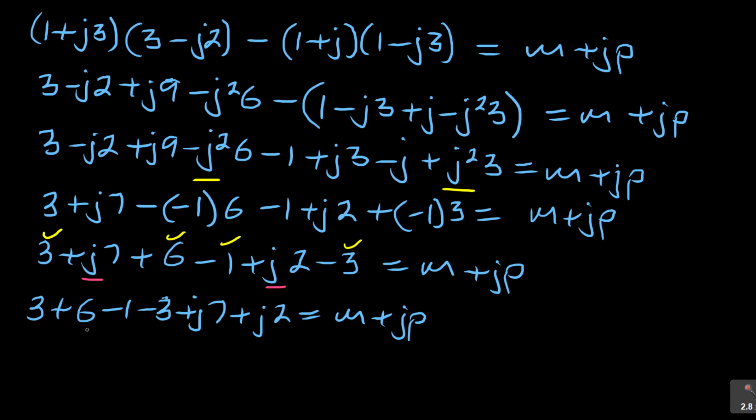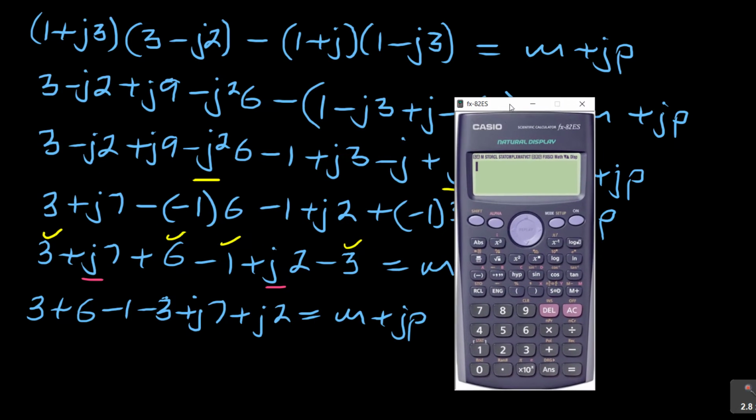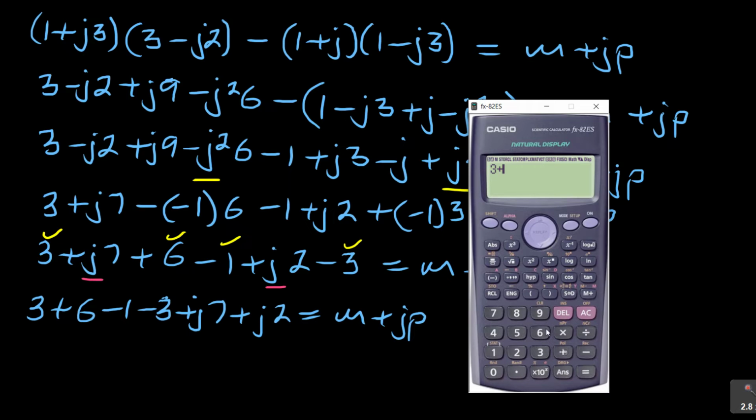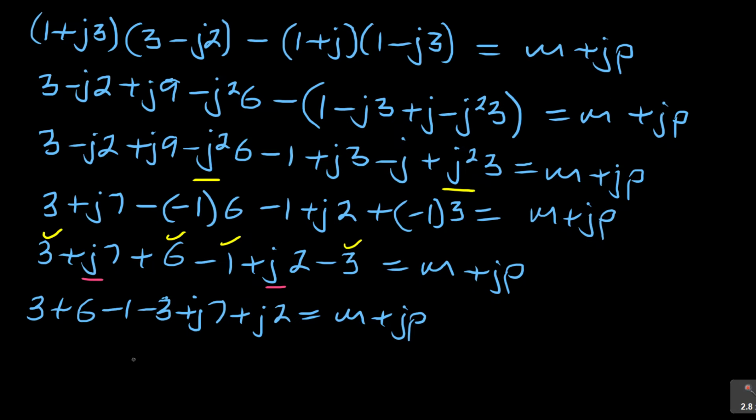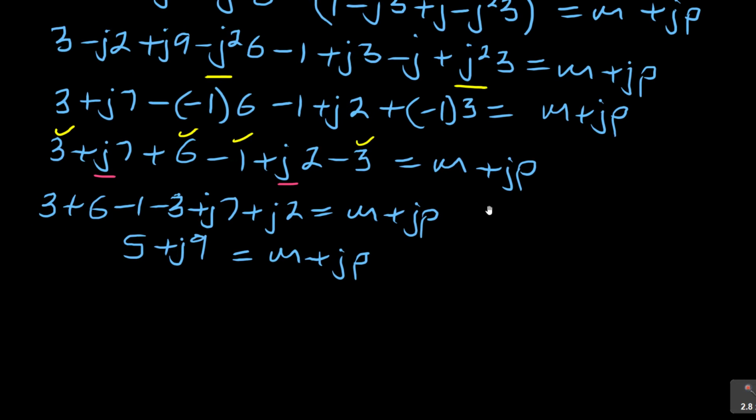Alright, so you can now use a calculator just to simplify. With the calculator, I've got 3 plus 6 minus 1 minus 3, and I've got 5, and then 5 plus j9 is equal to m plus jp. So this is now where we get our final answer: 5 plus j9 is equal to m plus jp.